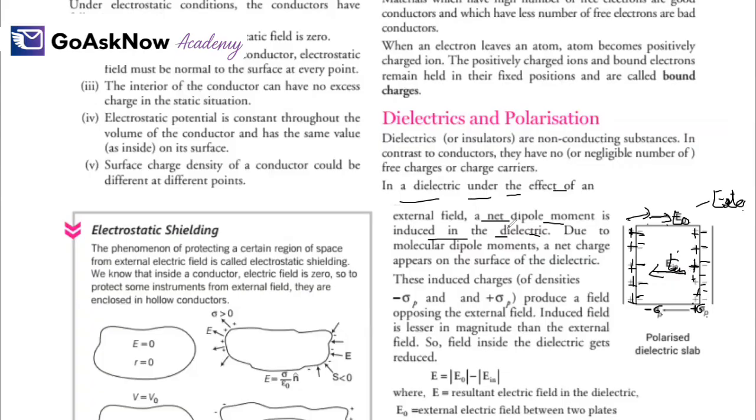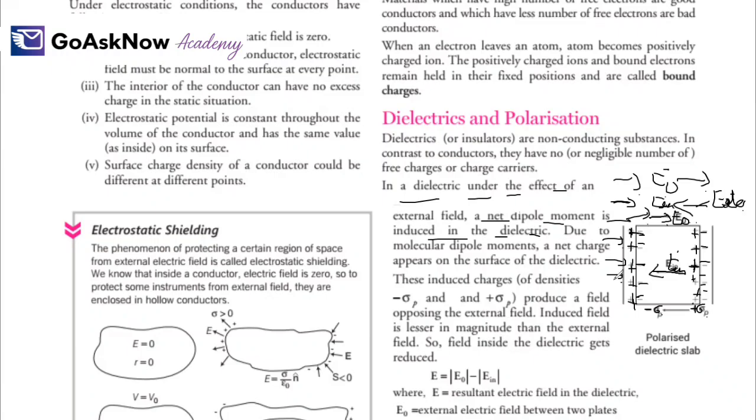So it is opposite to the external field, that is E naught. E naught is from this direction, and E in is in this direction, so both are opposite to each other. The induced field is lesser in magnitude than the external field, because you can see that it only generates charges on the surface here, but the external electric field is present in the whole space. So this is a more powerful field. Okay, so the field inside the dielectric gets reduced.